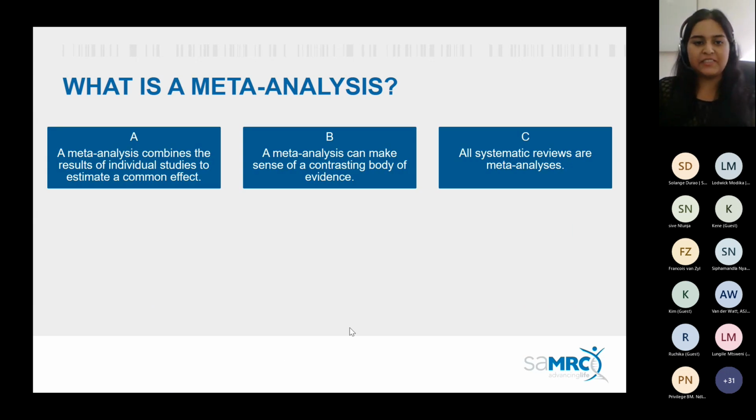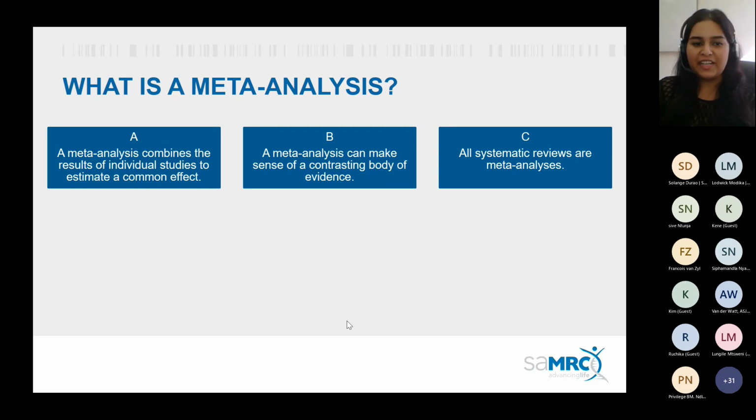So what is a meta-analysis? A good way to indicate this is a fun little activity where we have three statements. So we have A, B, and C. And each statement either relates to the meta-analysis or not. So you can type it into the chat, which of these statements you think are correct for a meta-analysis. It could be one or all, or it could be none.